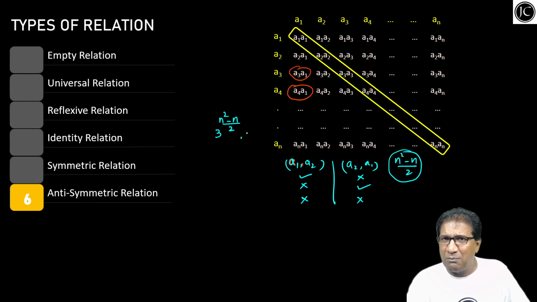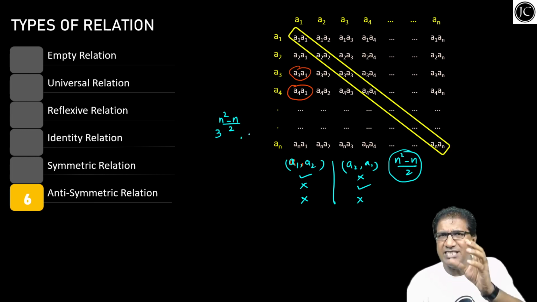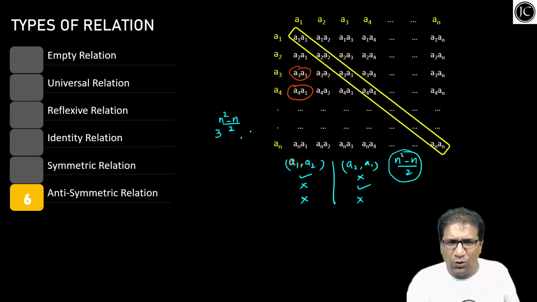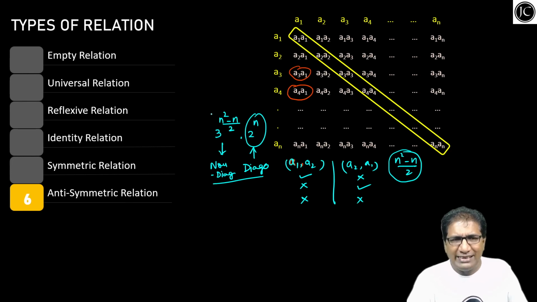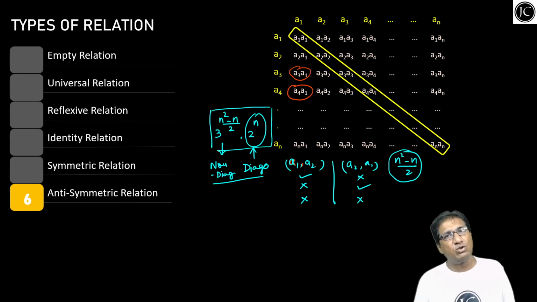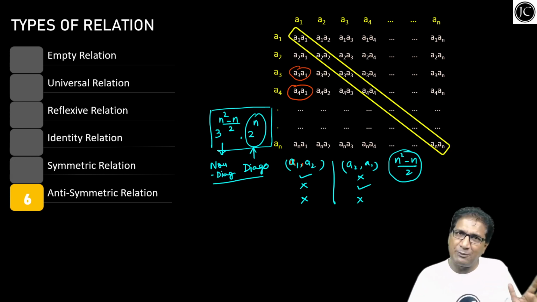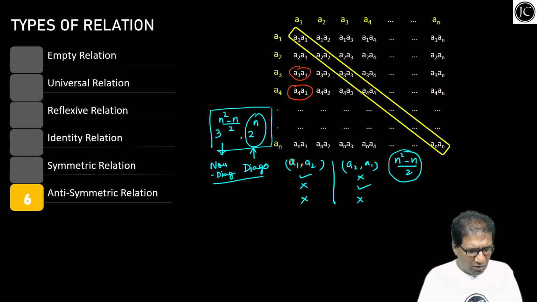Therefore, the total number of anti-symmetric relations that can be formed is 3 to the power n square minus n by 2 into 2 to the power n. These are for the diagonal elements and these are for the non-diagonal elements. Is it clear? So therefore, the total number of anti-symmetric relations will be 2 to the power n into 3 to the power n square minus n by 2. Is it clear to all of you? Absolutely. Okay. Now let us move forward.